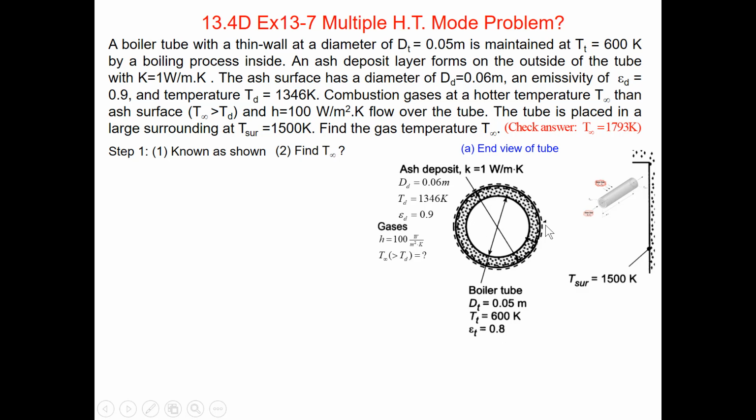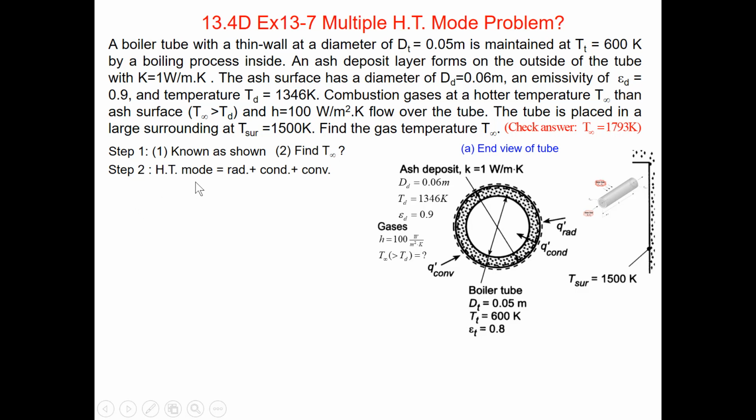An ash deposit layer forms on the outside of the tube with conductivity k. The ash surface has a diameter of dd, a temperature of Td, and emissivity of epsilon d. The combustion gases at a temperature T infinity and heat transfer coefficient h flow over the tube. The tube itself is placed in a large surrounding at this temperature. We need to find out the gas temperature T infinity. That's what we know and what we need to find out.